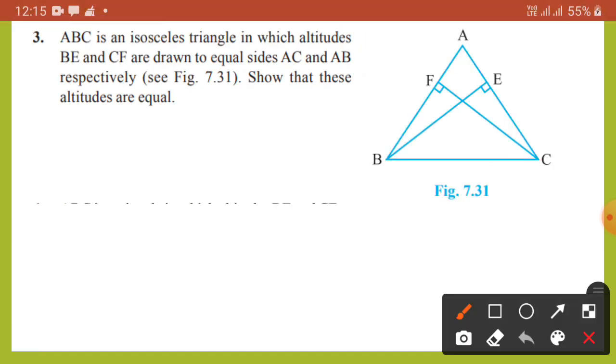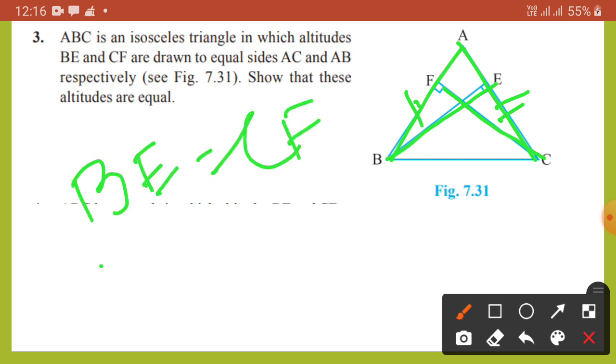Question number 3, very important question. Question is, ABC is an isosceles triangle in which altitude BE, here is the altitude BE, and here is the altitude CF, are drawn to equal sides AC and AB. So the equal sides are AC equal to AB, and BE and CF are the altitudes here. So we have to show that these altitudes are equal. That means we have to show that BE equal to CF.